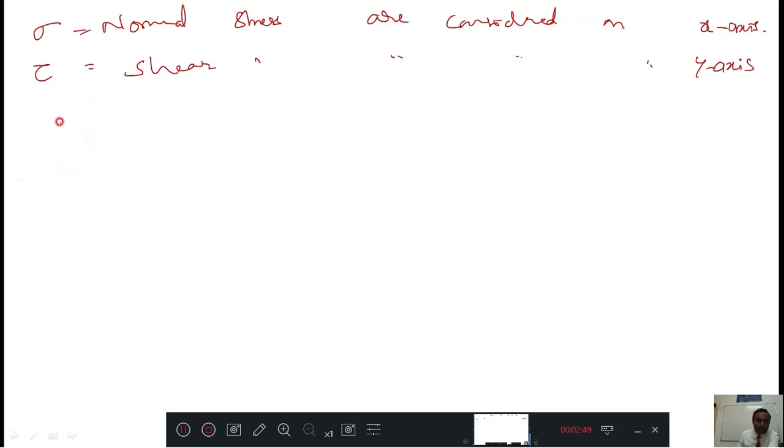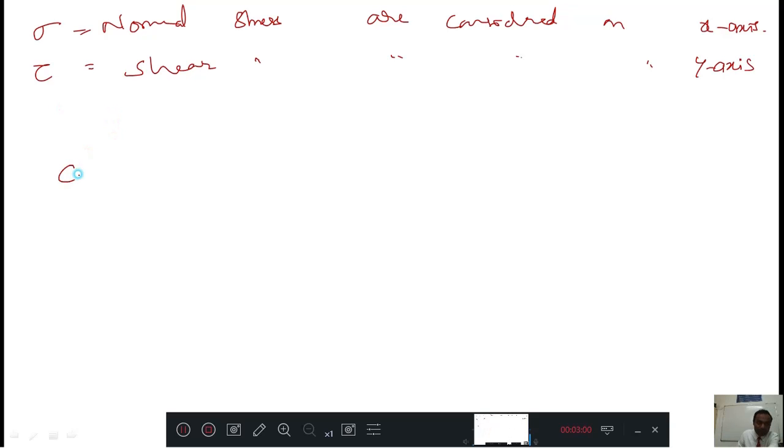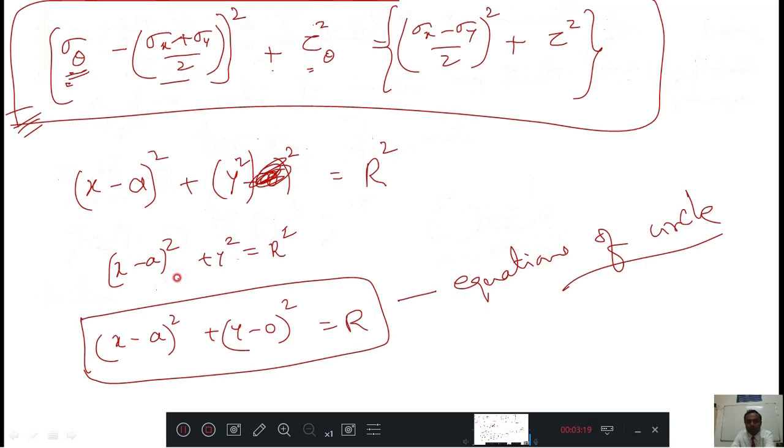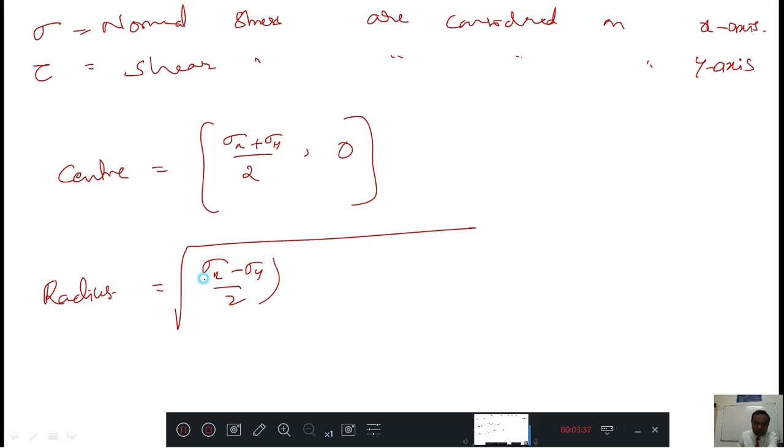Now next, the Mohr circle we draw using this big equation, its center will be a, 0, where a means sigma x plus sigma y by 2, and 0 is the y-value. The radius of the Mohr circle: go back and see here, this is r square and this is r square, so r equals the root of sigma x minus sigma y by 2 whole square plus tau square. This is the radius.